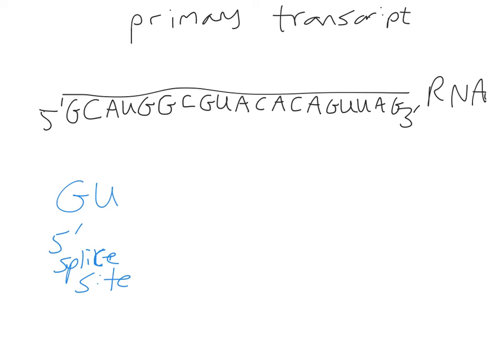Okay, what's the 3' sequence that we look for? GU and then AG. So if anything is going to get taken out of this RNA molecule, it's not messenger RNA yet, it has to be processed before it's messenger RNA, what part's going to get cut out? Where are the splice sites?